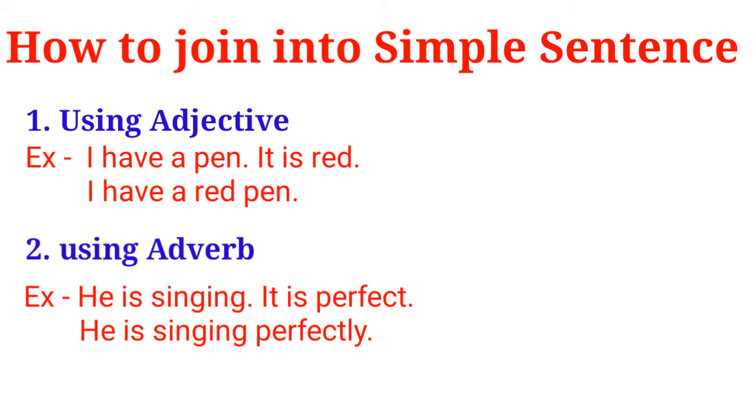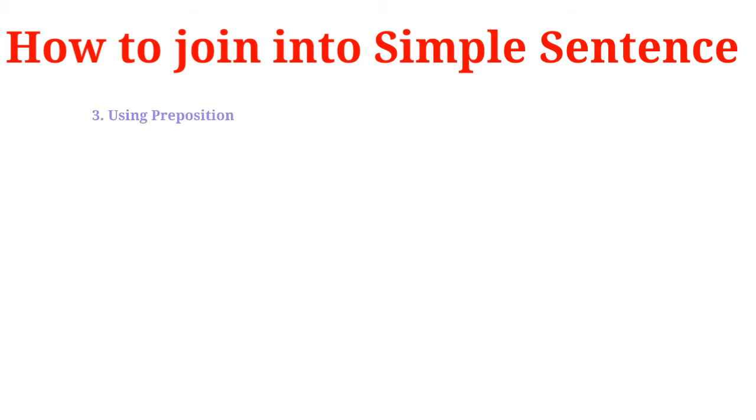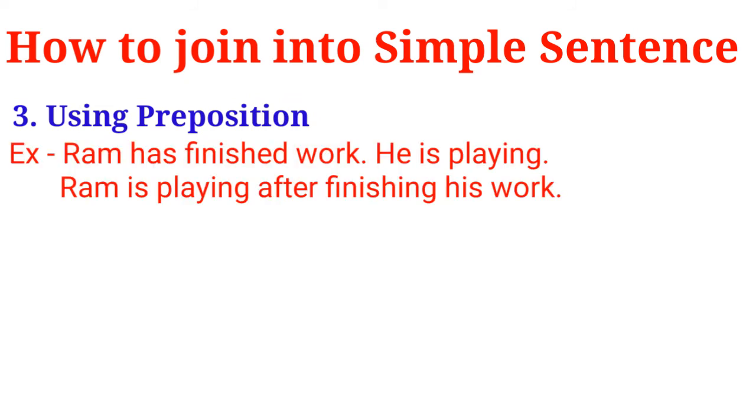And number two technique is using adverb. The two sentences given in an example, he is singing, it is perfect, and the joining becomes he is singing perfectly. Here the word perfectly is adverb. So using adverb also, we can join the two or more sentences into a simple sentence. So here in this page we can watch out the two tools that can be used to form a simple sentence. And let's move to the third tool, and this is using preposition.